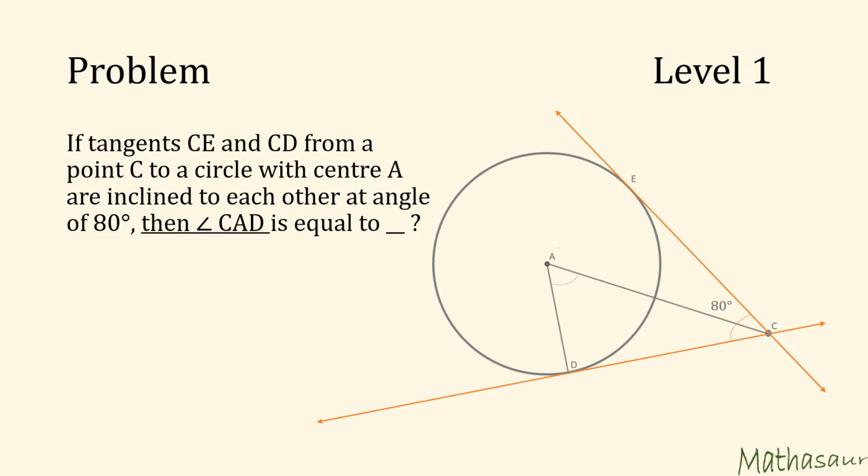Now we have to find angle CAD. So let us join a few line segments so that we can see angle CAD. Now recall that angle D would be a right angle. Alright, we have joined the segment AD so that we can see angle CAD. But how are we going to find this angle?